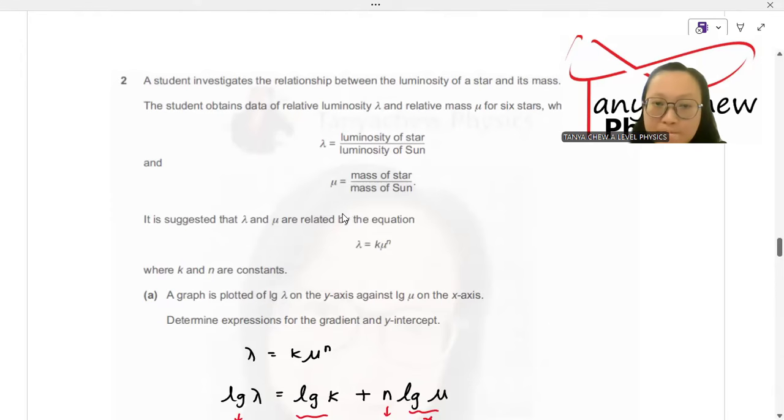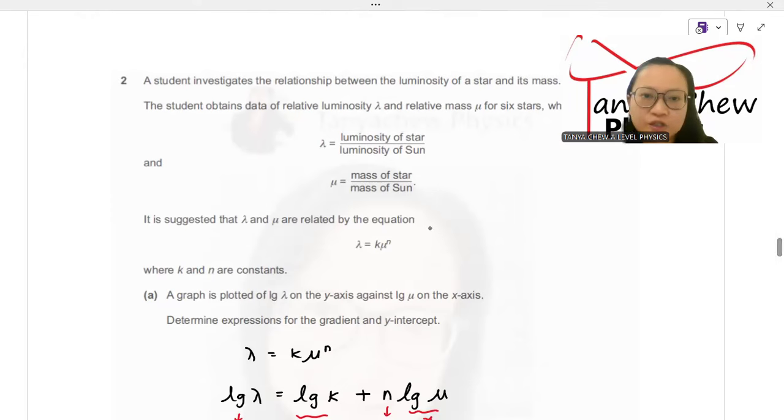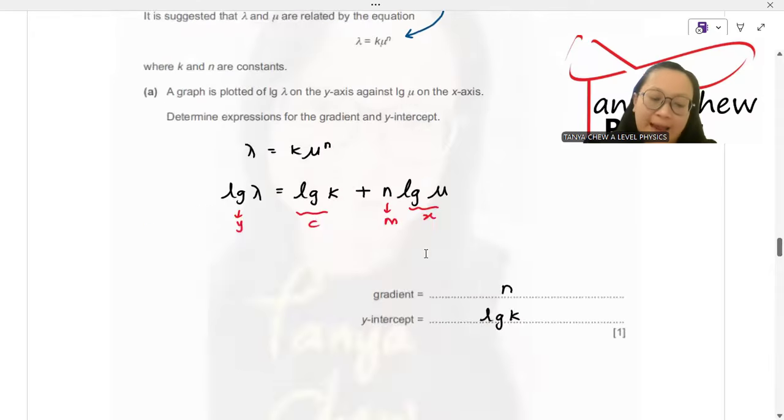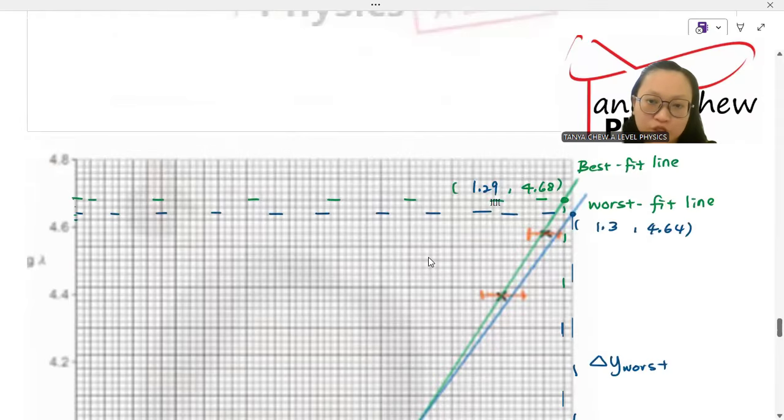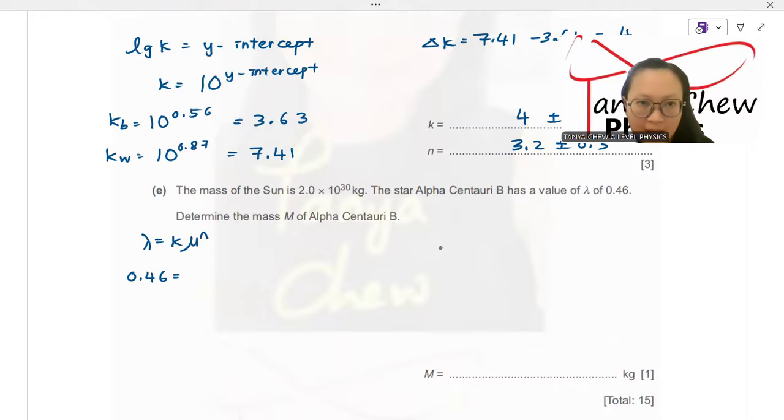Could you see that mu is equal to mass of the star divided by mass of the sun? So mu can be calculated from here, but it also depends on this equation. And therefore, I'm going to use that equation. I'm going to write down the equation first. Lambda is equal to K mu to the power of N. Now, since the lambda has already been given, which is 0.46, and the value of K, I'm going to use the best fit value.